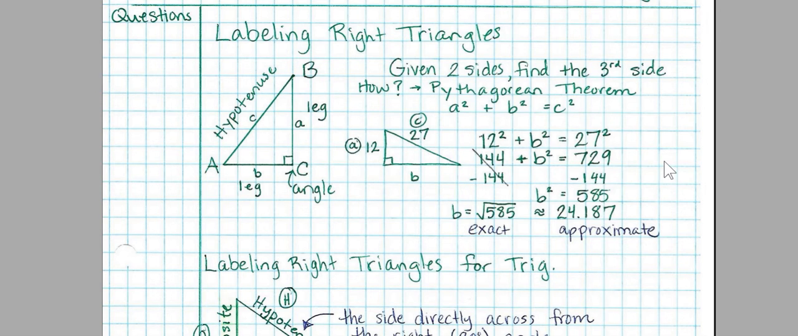Alright, in class we also took a look at how to use the Pythagorean theorem. When you're given two sides of the right triangle, you can use the rule a squared plus b squared equals c squared in order to figure out the missing part.